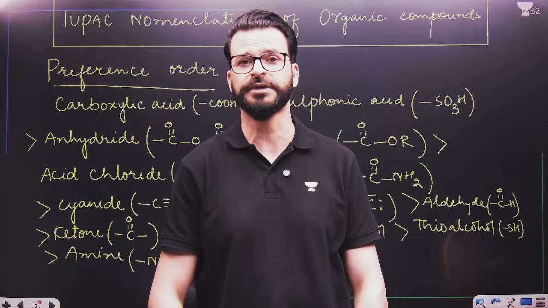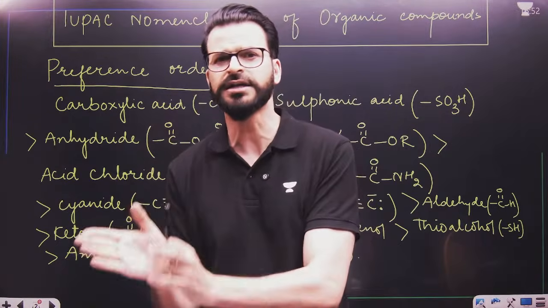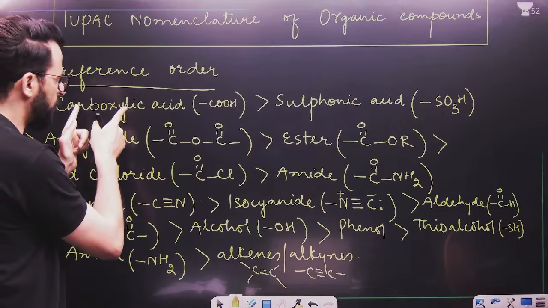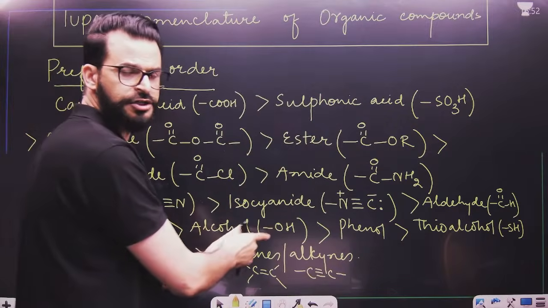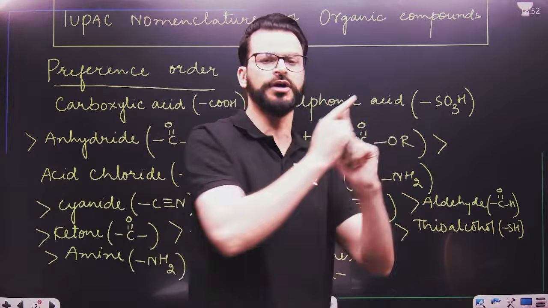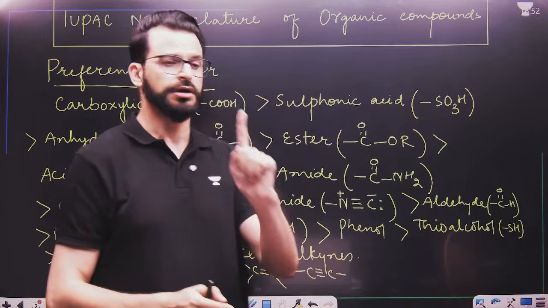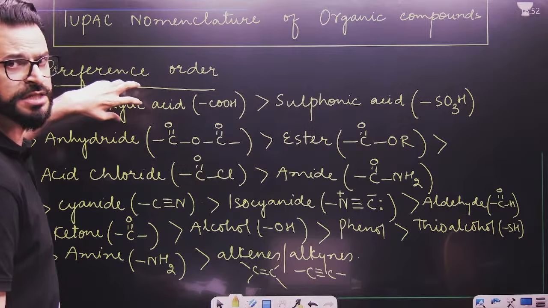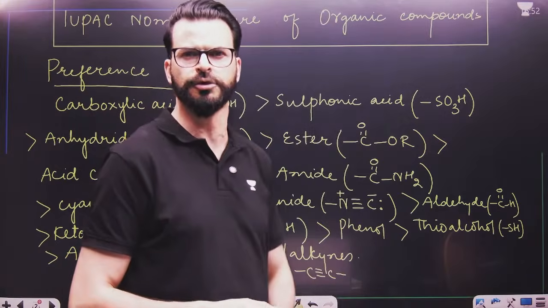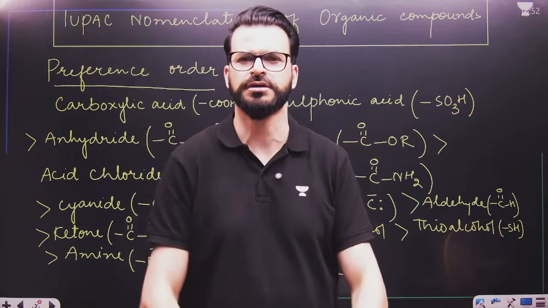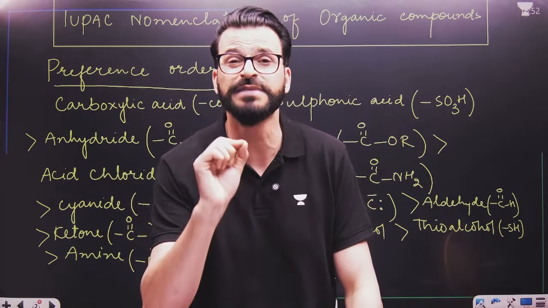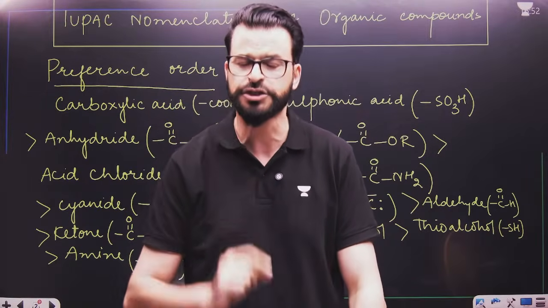And that principal functional group will be only that functional group which comes first in this order. For example, carboxylic acid is there, the alcoholic functional group is there, and the thioalcoholic functional group is also there. So carboxylic acid comes first in this order, so it becomes the principal or main functional group. And the rest of the functional groups will act as secondary functional groups, that means as substituents. So please note this down.